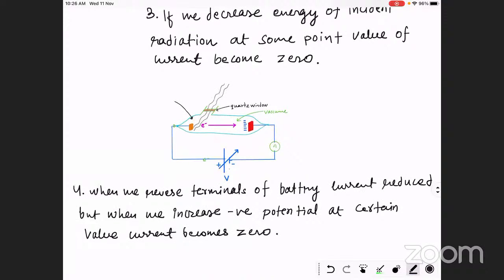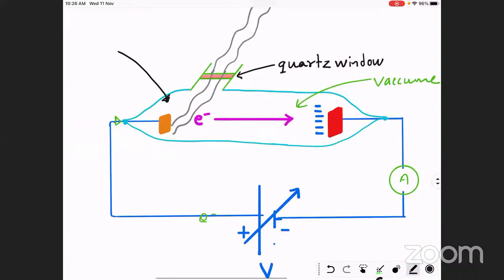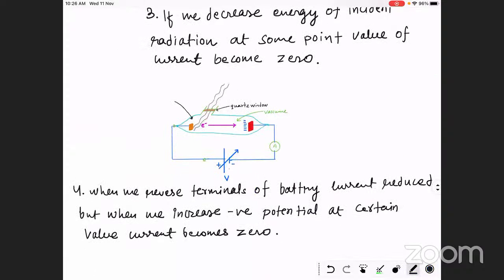Why did this happen? Why did current become 0? Because this negative potential will succeed in stopping even the fastest moving electron. Understood? The negative potential will stop the fastest moving electron. If the fastest moving electron is stopped, then all other electrons will be stopped by default. You understand that? So that particular potential at which you are not getting any current is known as stopping potential. Right? Note.